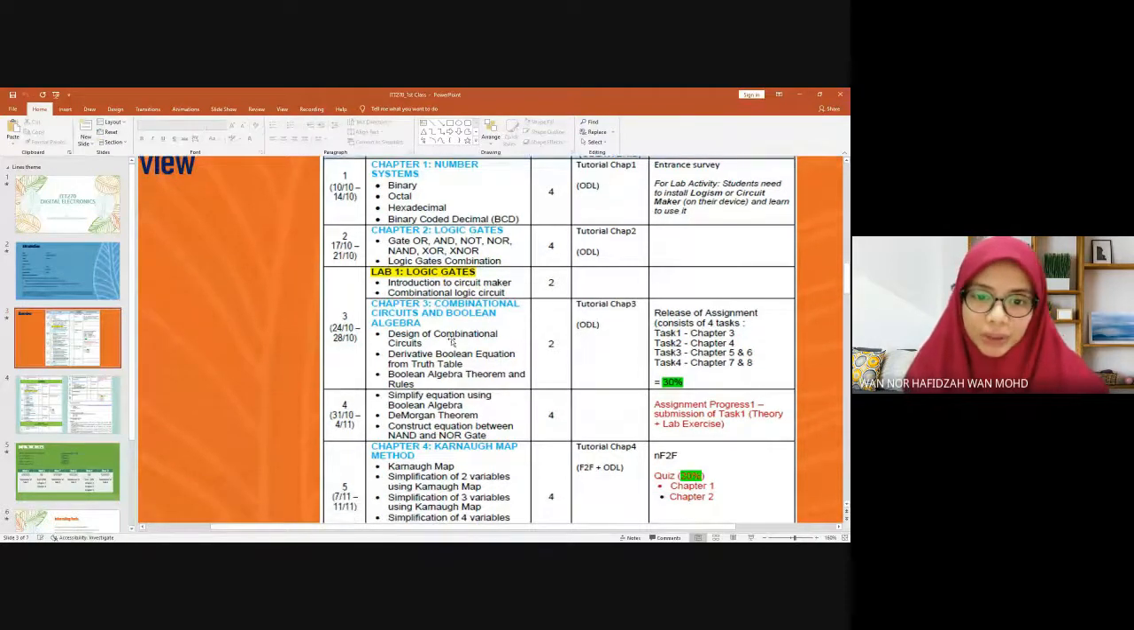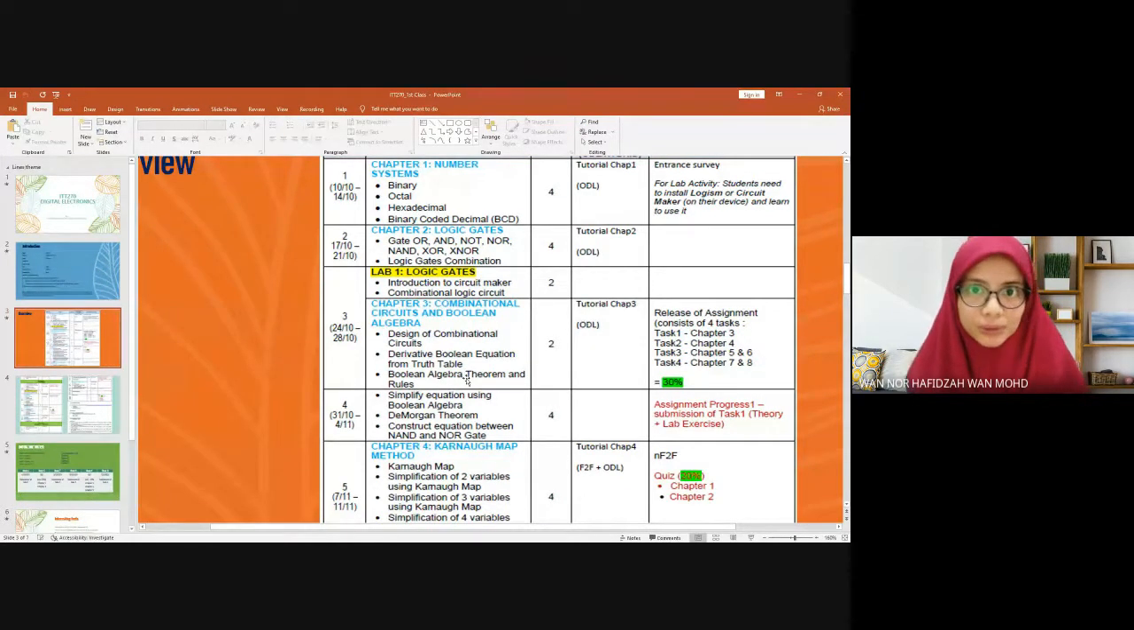And then chapter 3, combinational circuit and Boolean algebra. Once we know the basic gates, we move to the design of combinational circuits. First we look at each of the logic gates, then we will try to combine them, combine the gates to form a circuit. And then derive the Boolean equation from the truth table. Later on I will introduce you to the truth table.